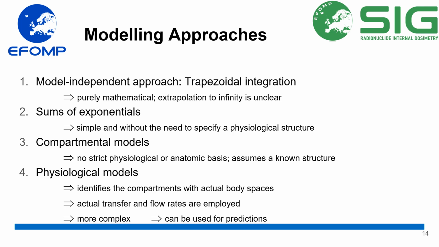Compartmental models also do not have a strict physiological basis. However, a known structure is assumed. An example is shown in the next slides. Physiological models are also compartmental models. However, they identify the compartments with actual body spaces. Actual transfer and flow rates are employed, so they are more complex but can be used for predictions.